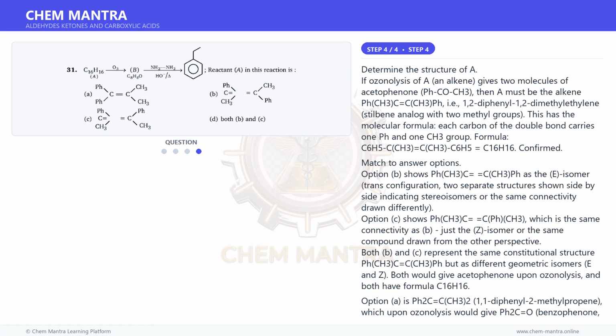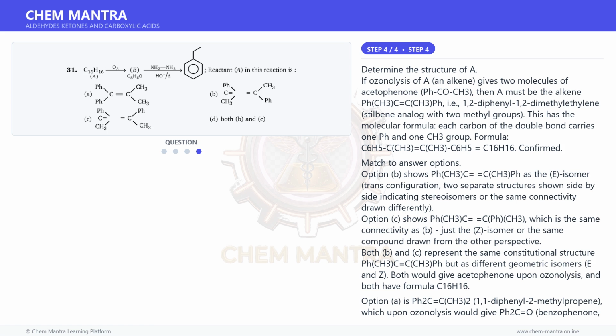Both would give acetophenone upon ozonolysis, and both have formula C16H16. Option A is Ph2C=C(CH3)2, 1,1-diphenyl-2-methylpropene, which upon ozonolysis would give Ph2C=O, benzophenone, C13H10O, and CH3-CO-CH3, acetone, not acetophenone. So A is incorrect.